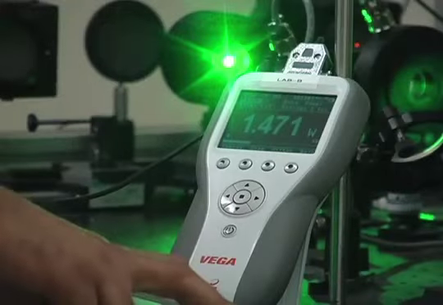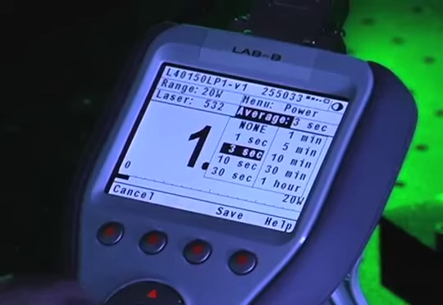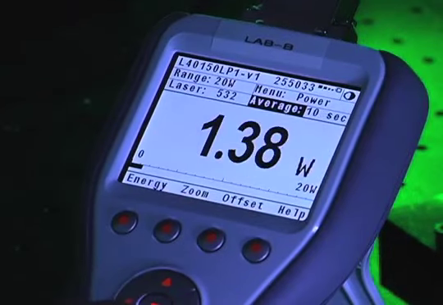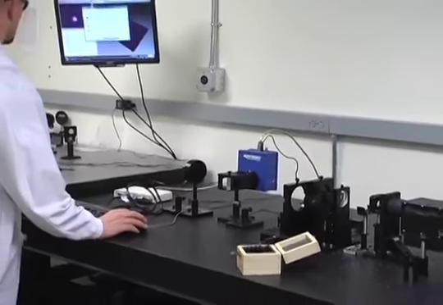While a power or energy sensor can measure average or instantaneous laser energy and power output in joules or watts, a beam profiler measures and displays the spatial distribution of the power intensity across the face of a laser beam.